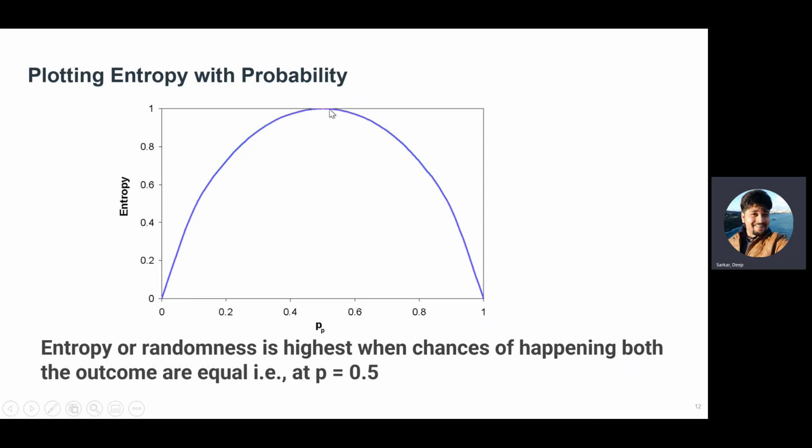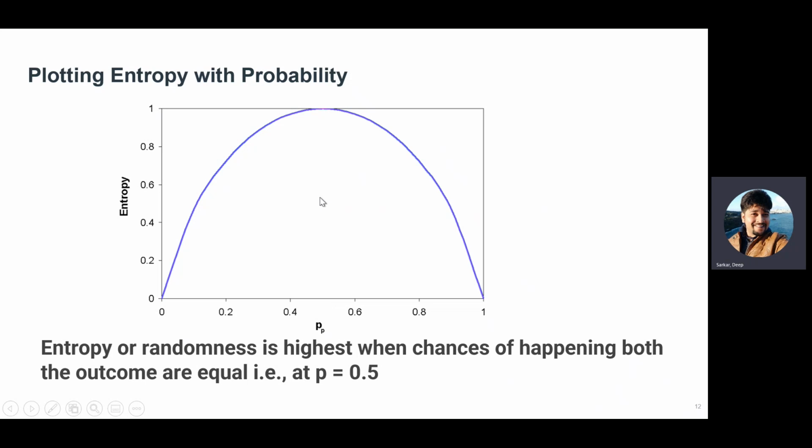Now, this is a very important intuitive concept, and it is very important to understand if someone is asking you, how do you actually plot entropy with probability? It's a very frequently asked interview question as well during your machine learning interviews. Now, if I do this, you can see this typical graph. The entropy increases as your probability of P plus is increasing, and it reaches the maximum level. The entropy would be highest when the probability of both the outcomes are equal. That's when your probability is 0.5.